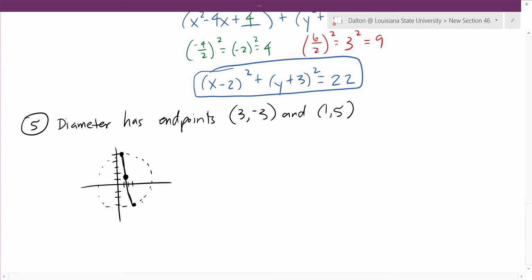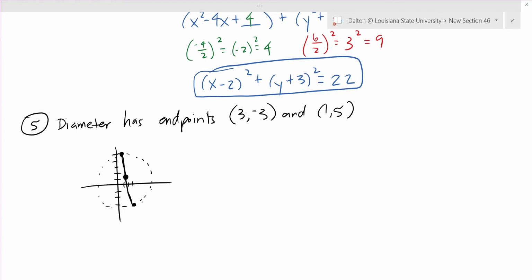So if you think about the relationship of the diameter and the center of the circle, then you would hopefully notice that the center is the midpoint of the diameter.